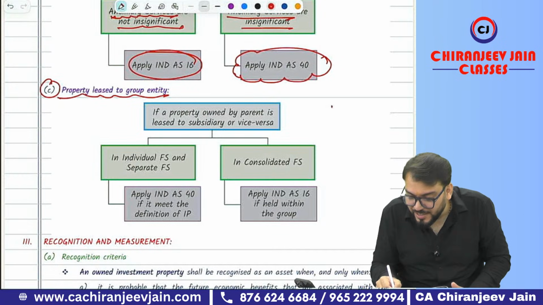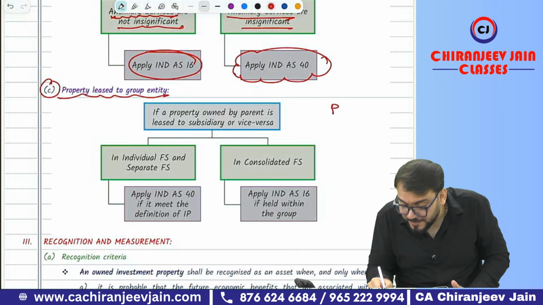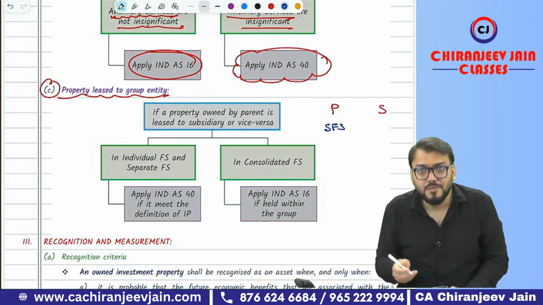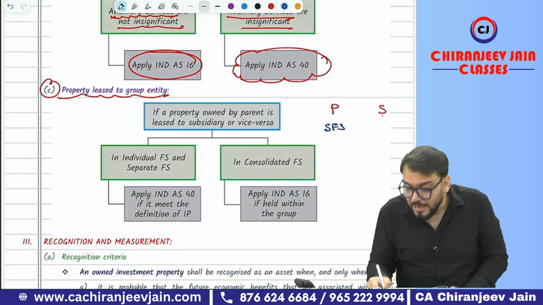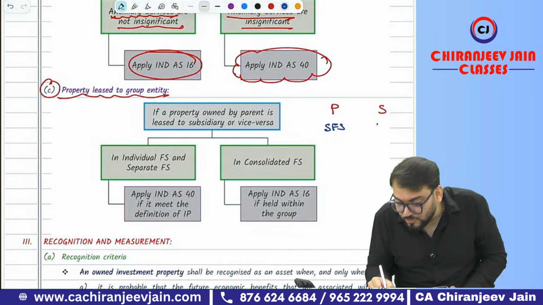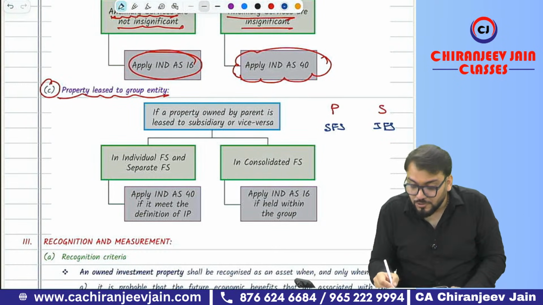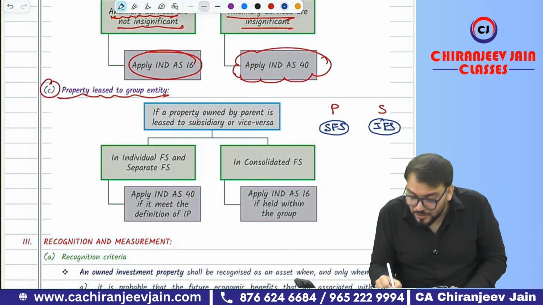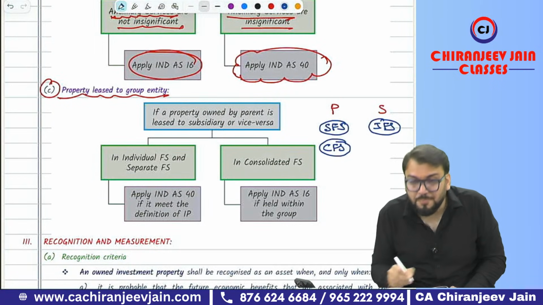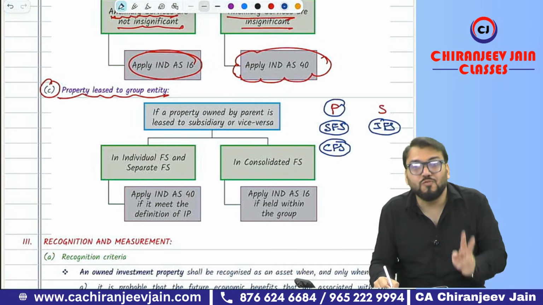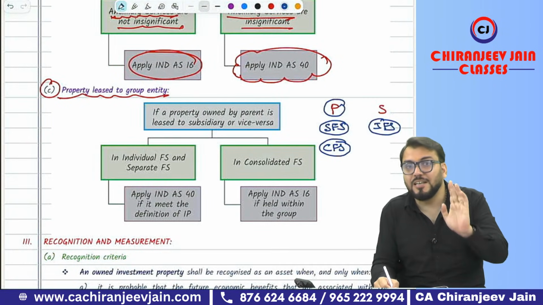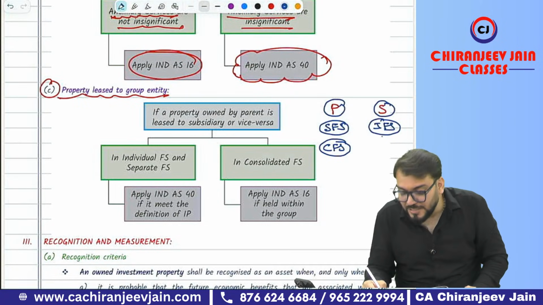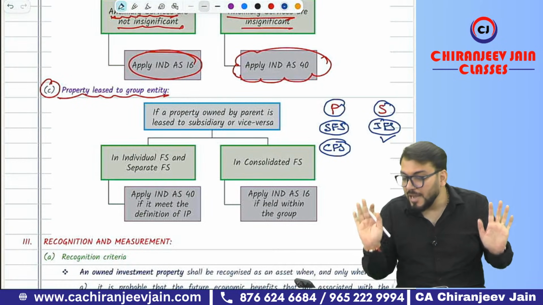But before that, one clarification. Suppose this is parent company, this is subsidiary company. Parent company prepares separate financial statement, which is their own financial statement, and the own financial statement of subsidiary company is known as individual financial statement. The consolidated financial statement is prepared by parent company. Means parent company prepares two financial statements: one is separate and one is consolidated. And subsidiary company will prepare only one, known as individual financial statement. Understood?